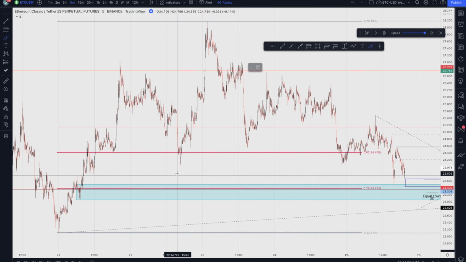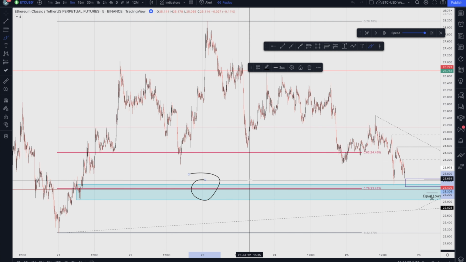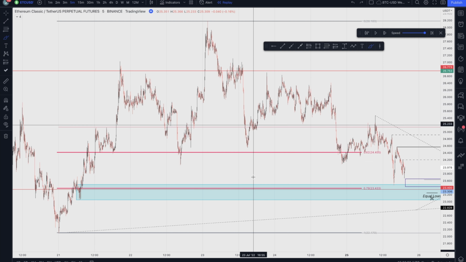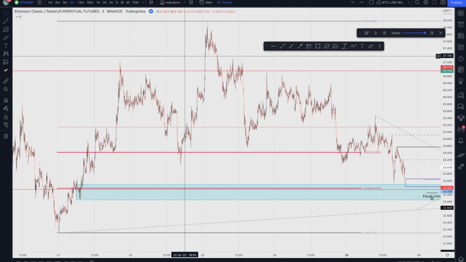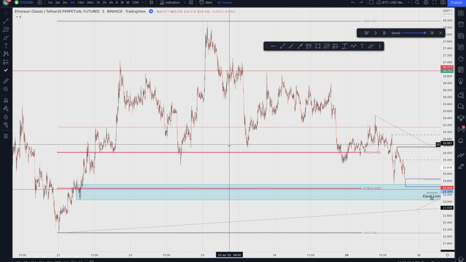Other than that, what do we have here? This is the 1 hour order block, right? This is light blue. So I'm pretty sure this is the 1 hour order block. That's the color I use for the 1 hour time frame, right? If you don't have your time frames color defined, you'd want to do it.